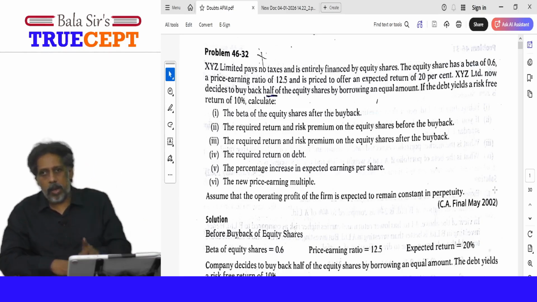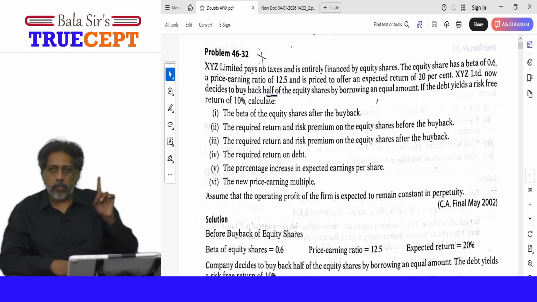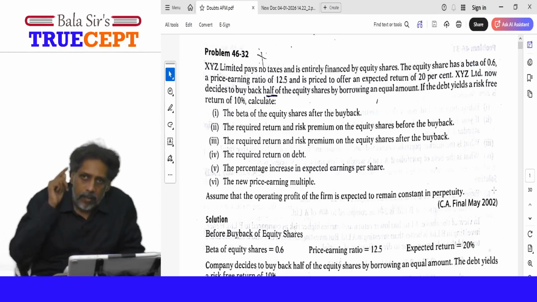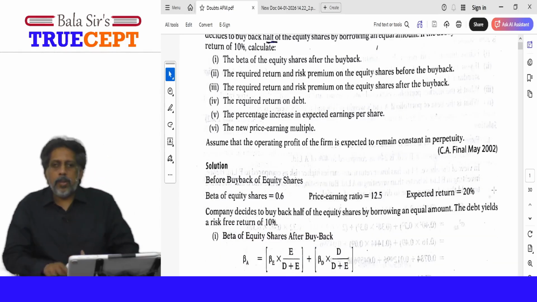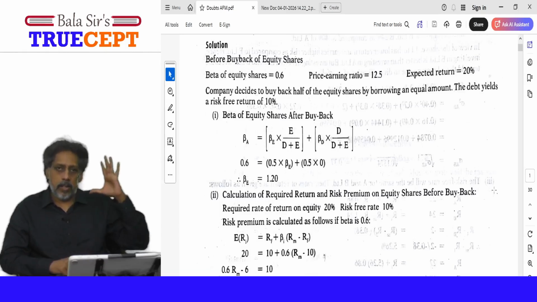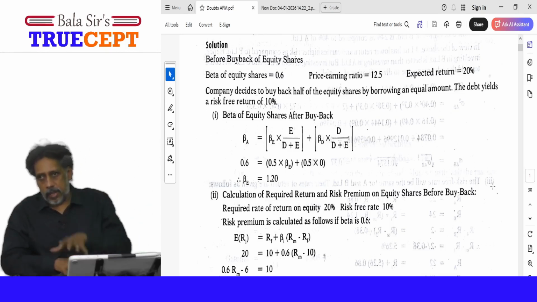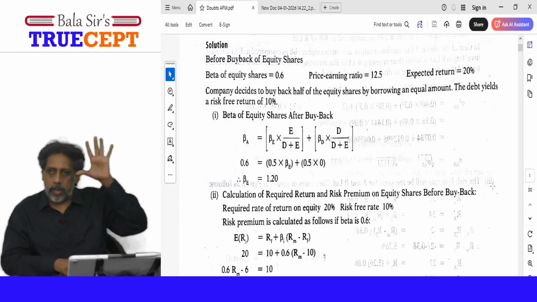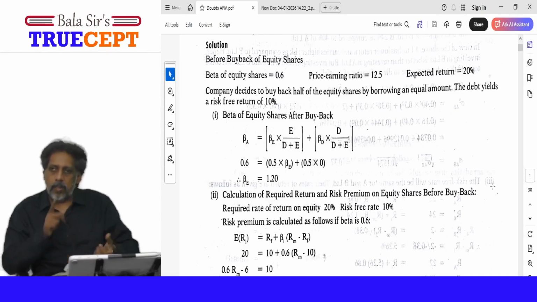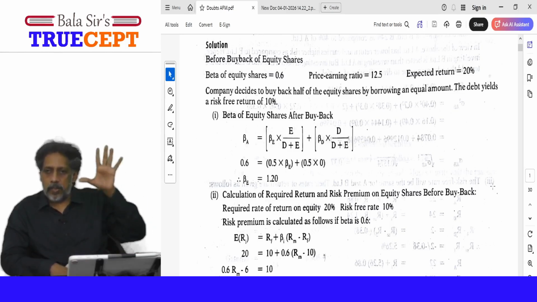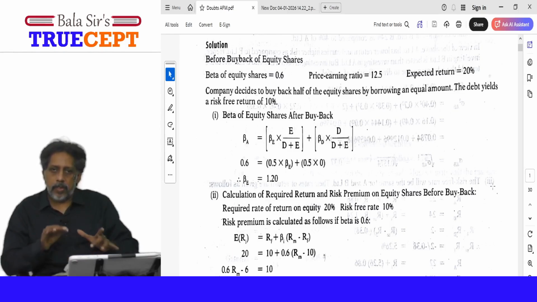This is a possible MCQ. Now what is the first question? Find the beta equity after buyback. Now you all know this formula, or you should know this formula. Beta asset equals beta equity into E by E plus D, plus beta debt into D by D plus E. It should have been D into 1 minus T, but since there is no tax, ignore the tax saving, because the tax rate is not applicable for this company.